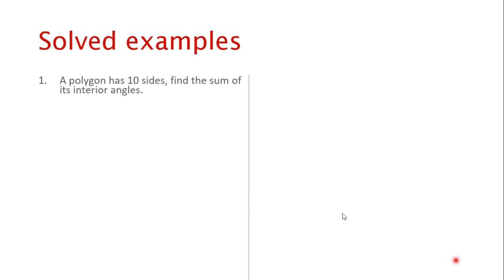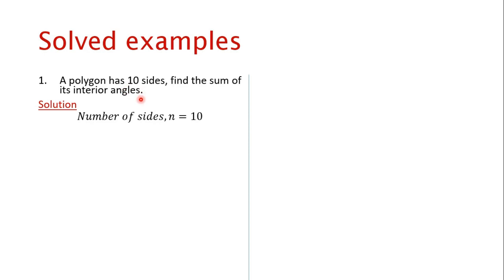Now let's try and see if we can work out some examples. So our first example: a polygon has 10 sides. Find the sum of its interior angles. How are you going to go about this question? You can pause the video and go through the formulas we generated for solving polygon questions, and see which of the formulas you can use to solve this question.